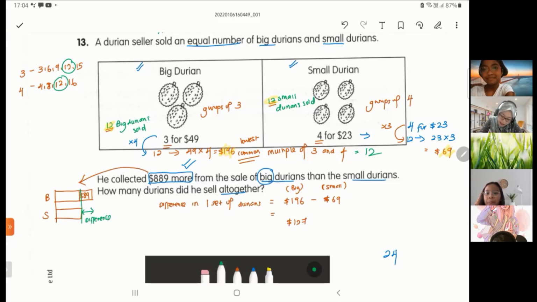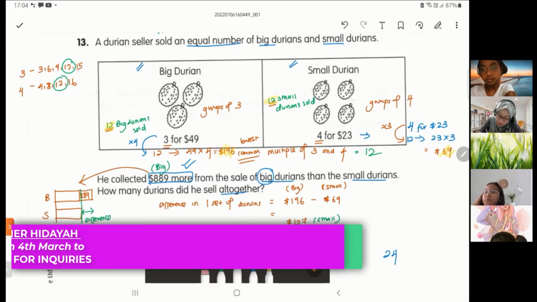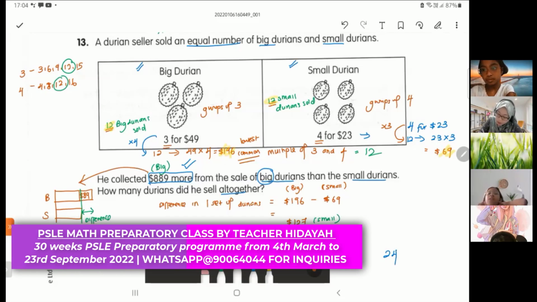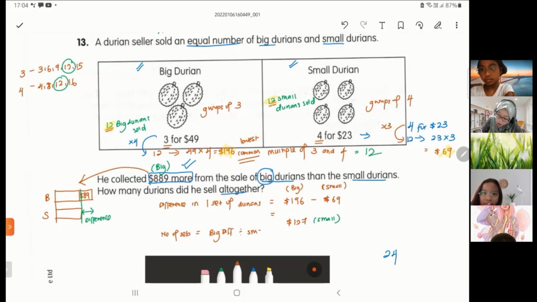And what difference is this? This is what we call the total difference. This is my big difference. This is my small difference. So what do I do to find the number of sets? I divide the big and the small. Number of sets will be big diff divided by small diff, equals 889 divided by 127, and I get 7 sets.